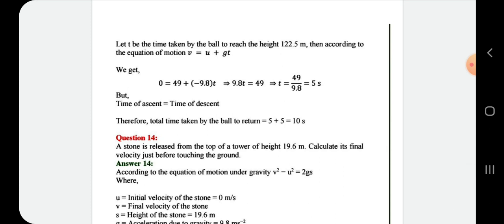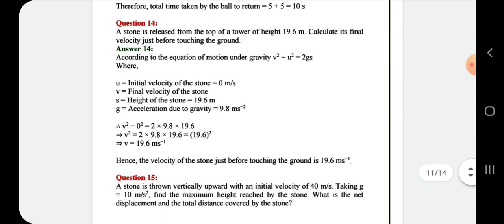Now let t be the time taken by the ball to reach the height of 122.5 meter. Then according to the equation v is equal to u plus gt. Here v is 0, u is 49, g is minus 9.8 and t we are looking for. So my t is equal to 49 upon 9.8. I'll get 5 seconds. But time of ascent is equal to time of descent. So therefore total time taken by the ball to return is 5 plus 5, 10 seconds.